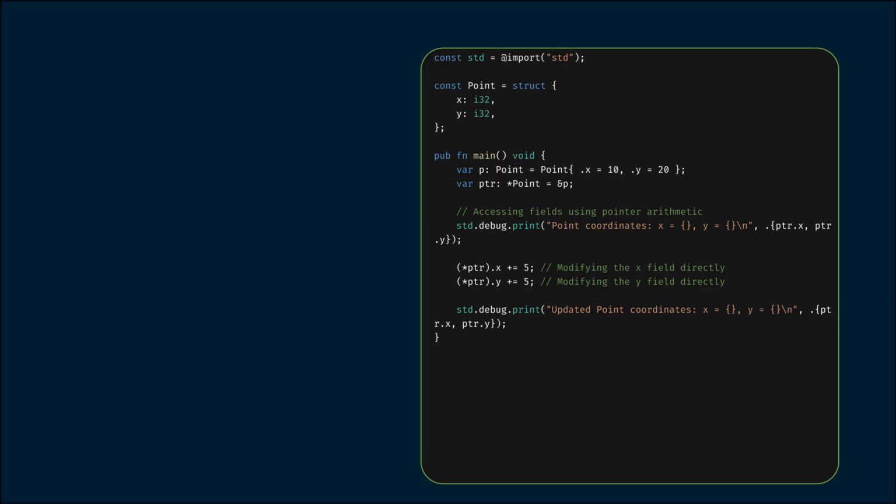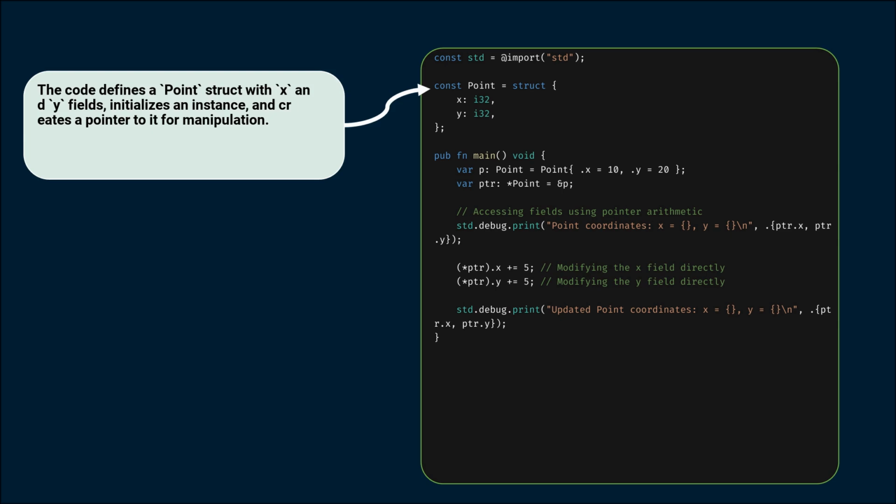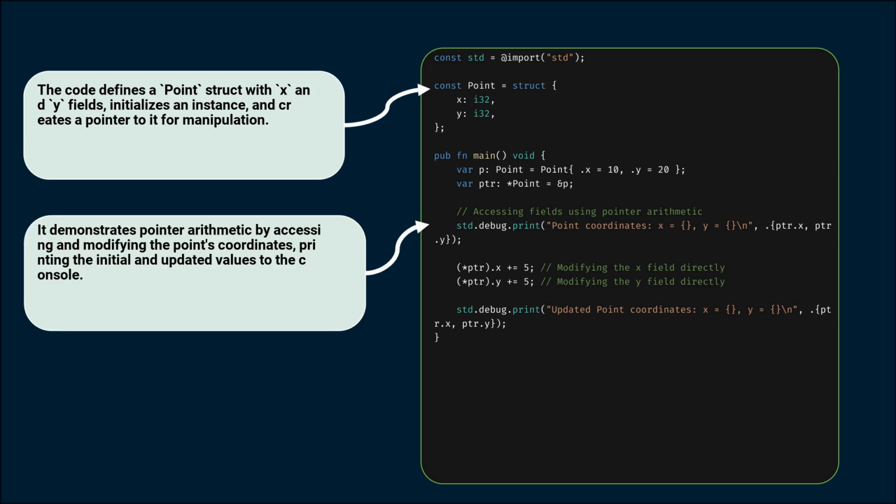Now let's take a look at how we can manipulate a structure's fields directly using pointers. In this example, we define a simple Point structure that contains two fields, x and y, both of which are integers. We then create an instance of the Point structure and obtain a pointer to that instance. With the pointer to the structure, we can conveniently access its fields without going through the instance itself. By dereferencing the pointer, we can read and modify both x and y directly. For example, we print the coordinates of the point before updating them. This demonstrates how effective pointer arithmetic is when managing data structures.